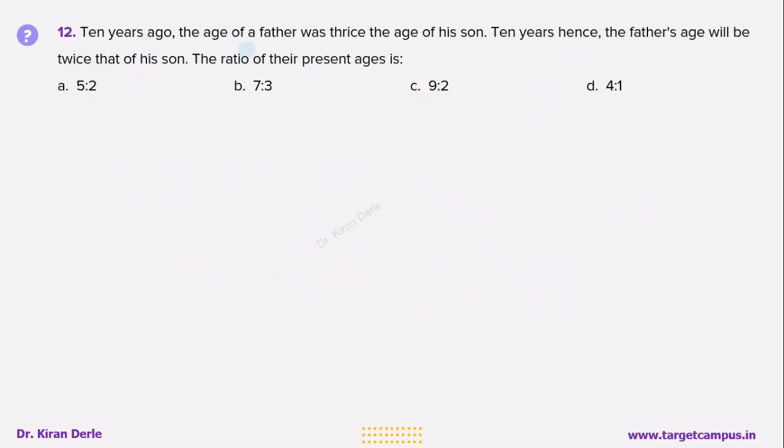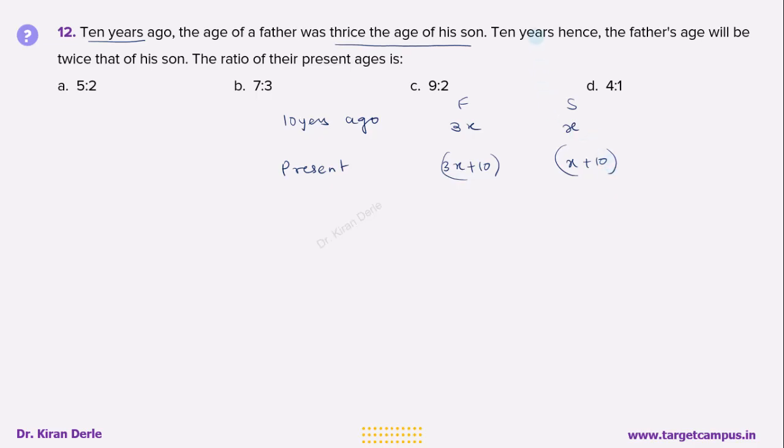10 years ago, the age of a father was thrice the age of his son. Okay, so 10 years ago, the father was thrice. Let's say 10 years ago, if the son is x, the father was 3x. Now what will be the present ages? Father will be 3x plus 10 and son will be x plus 10.